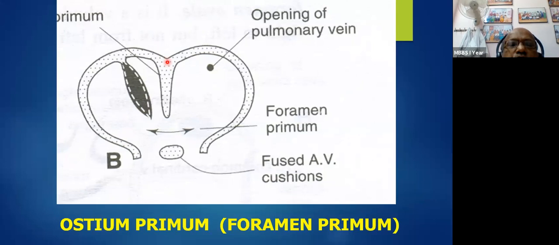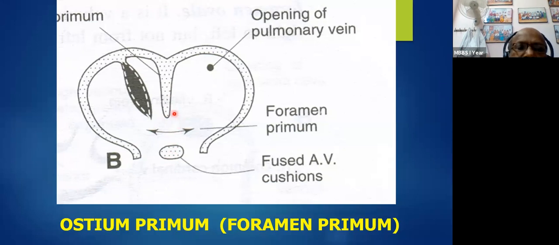That starts from the roof of the common atrial chamber, to the left of the septum spurium. From there, it descends downwards towards the septum intermedium. Before it reaches the septum intermedium, the opening is there. That opening is called ostium primum or foramen primum. That is important for the shunting of blood from right to left. Slowly that septum primum comes and reaches your septum intermedium or AV cushion. So it comes down, and by that time the foramen primum will be closed.